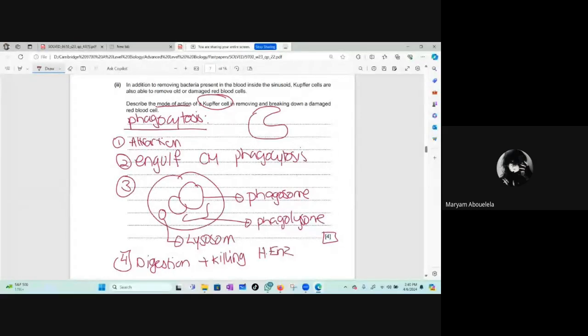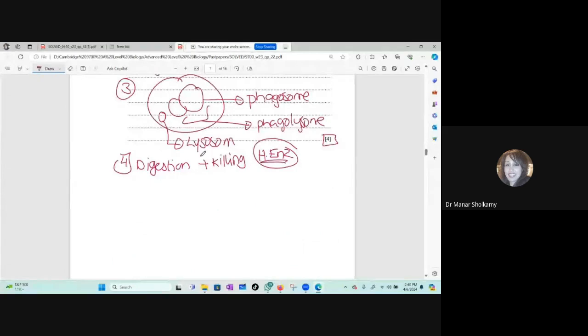Hydrolytic enzymes. Correct, and you can mention a few examples: proteases, the nucleases that will break down the phosphodiester bonds, the enzymes that break down glycosidic bonds, like carbohydrases, the lipases, any example of any hydrolytic enzyme. Okay. So you will mention all the steps of phagocytosis.